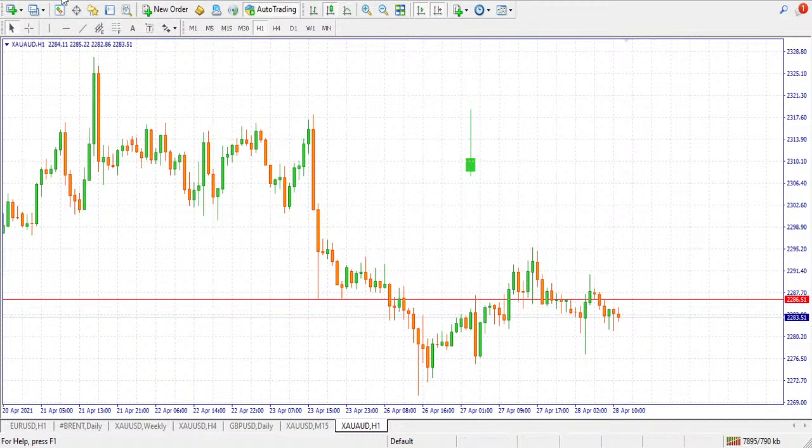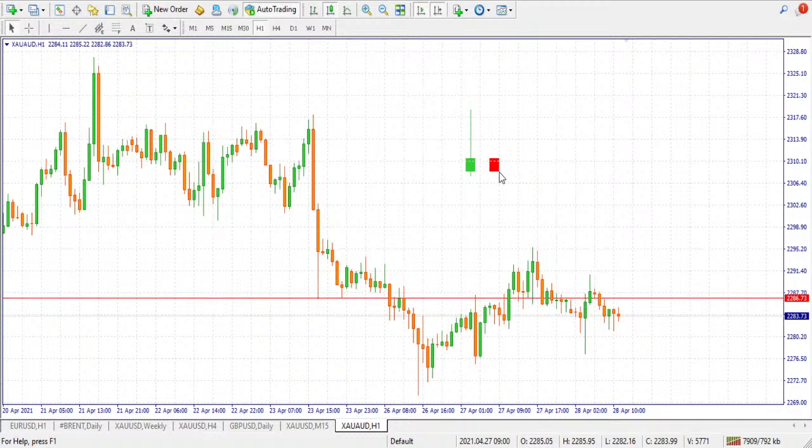The other type of pin bar, we also have this. This is also a pin bar. We give it a red color. Whenever you look at a pin bar, the color is irrelevant. The color of that pin bar remains irrelevant. What is important is the body size and also the tail for that candle.